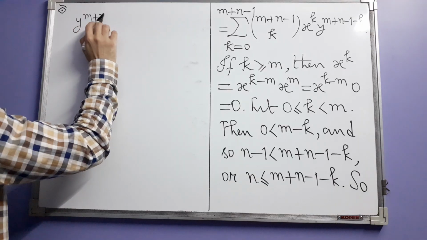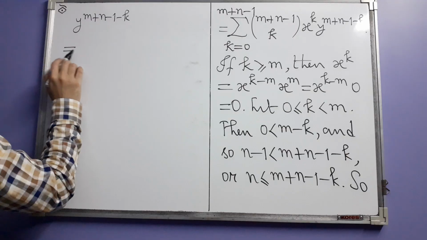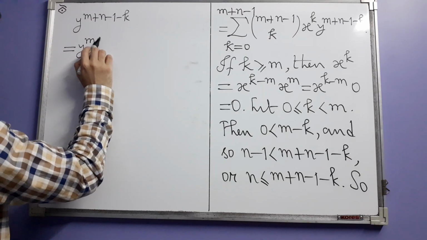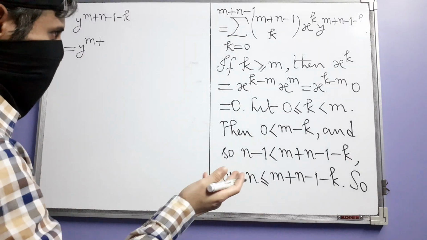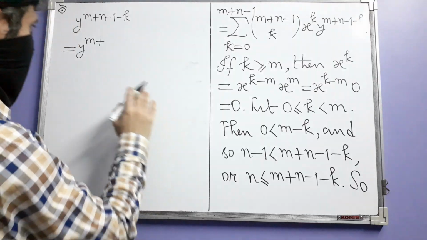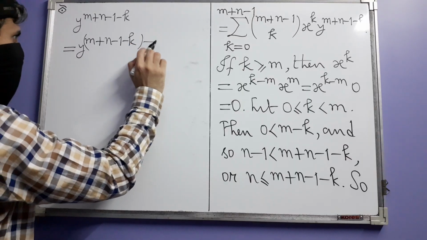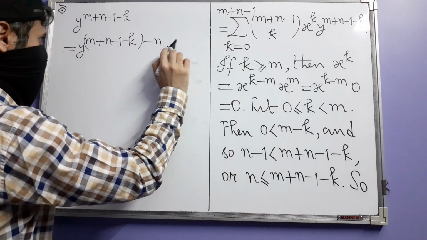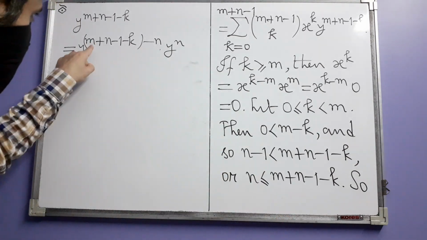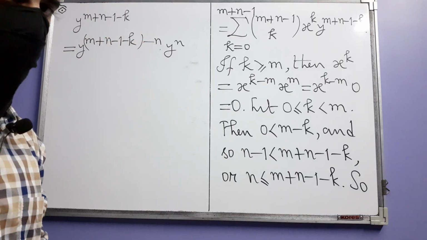Because now you can apply your rule of exponent here. I think it's better to write like this. y to the power n plus, well, we are already going to subtract n from this, times y to the power n. This inequality ensures that this is a non-negative exponent, and that is why you are able to use this rule of exponent here.